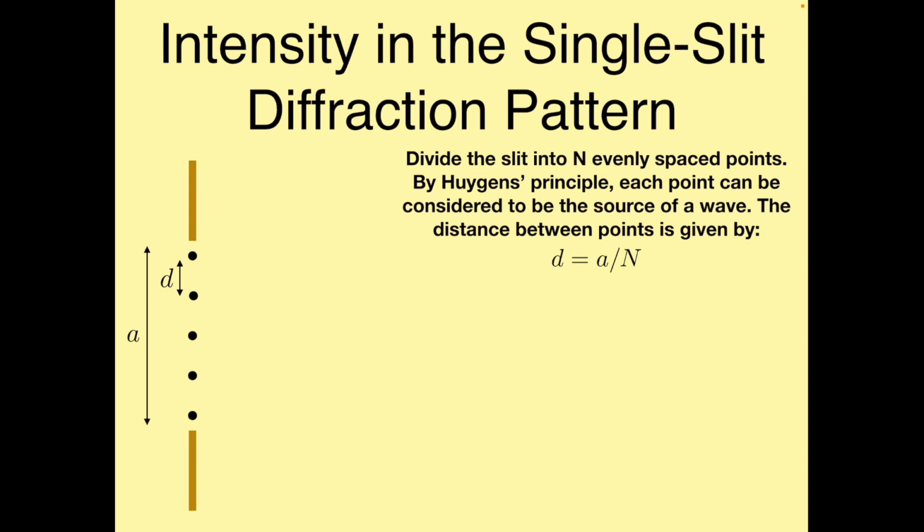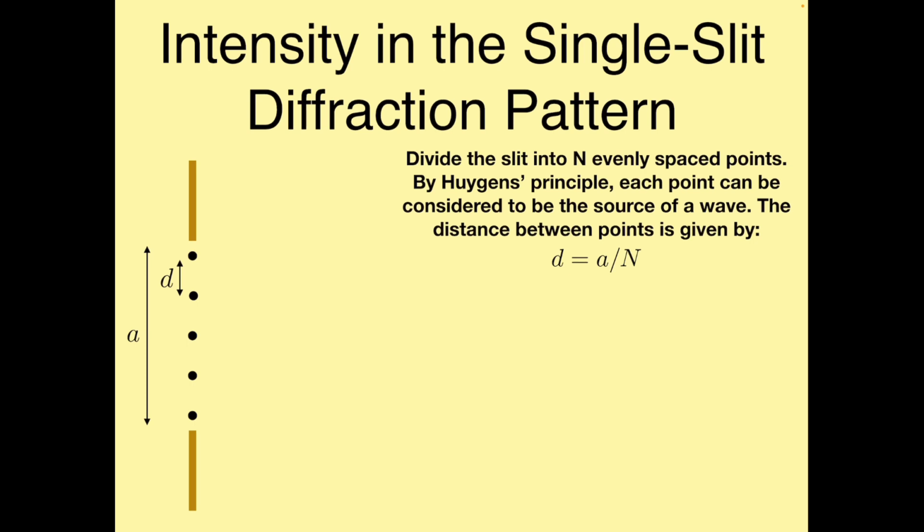Okay, so here's how we're going to set this thing up. First, we have a slit, and the width of that slit is a. So from one end of the slit to the other, the distance is a. We're going to divide that distance into n evenly spaced points. Okay, so we're going to put a bunch of points along the slit that are evenly spaced. There will be a total of n of those. So n could be 10, it could be 100, however many points you want to divide the slit into.